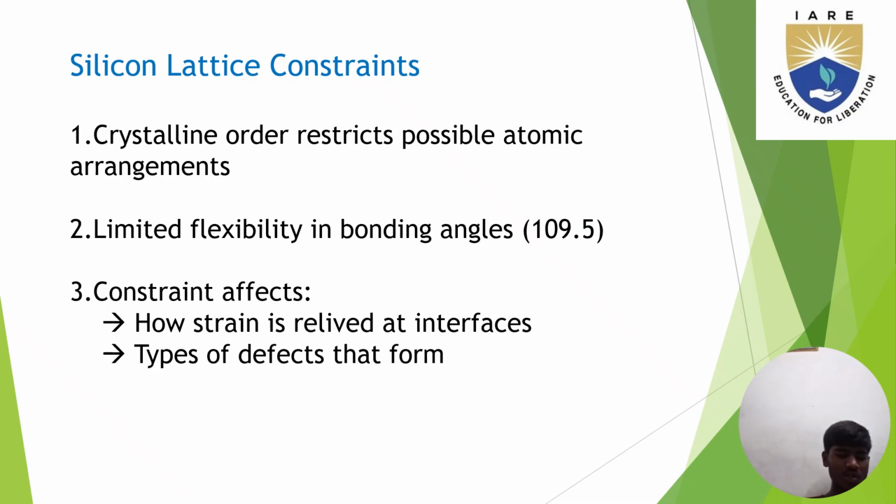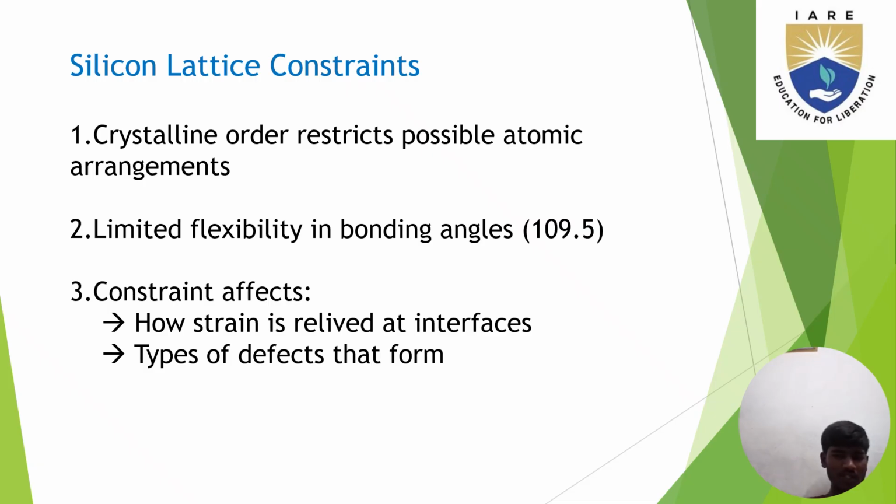The termination of this regular tetrahedral lattice at an interface, such as with silicon dioxide, SiO2, inevitably leaves unsaturated covalent bonds known as dangling bonds. We can see in the next slide that these are the primary origin of these interface states.